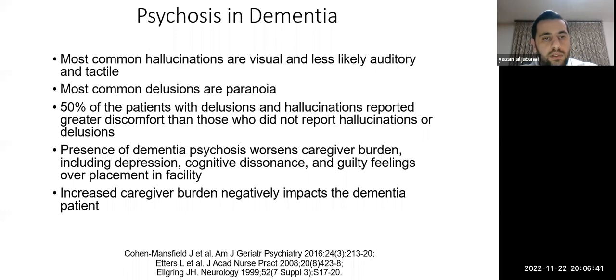Now, regarding psychosis in dementia, the most common hallucinations are visual and less likely auditory and tactile. The most common delusions are of the paranoid type. 50% of the patients with delusions and hallucinations reported greater discomfort than those who did not report psychotic symptoms. The presence of dementia psychosis worsens the caregiver burden, including depression, cognitive dissonance, and guilty feelings over placement in a facility. Increased caregiver burden negatively impacts the dementia patients and the outcome.